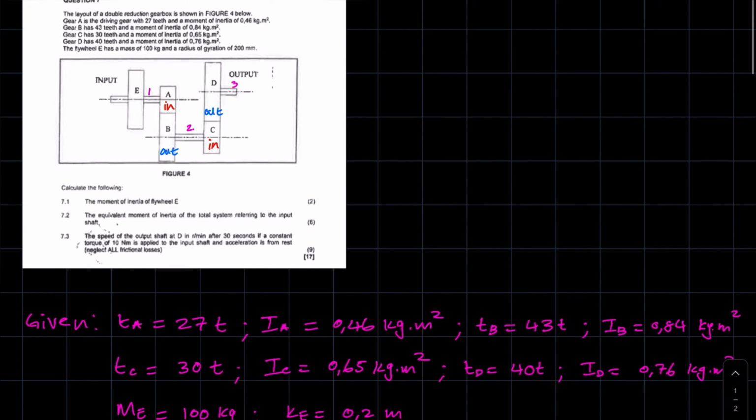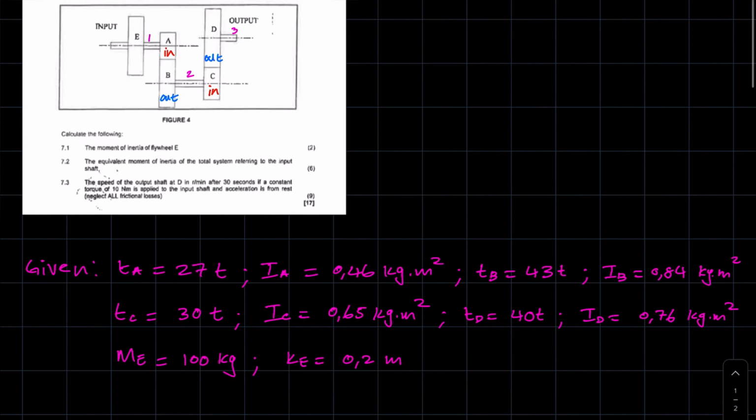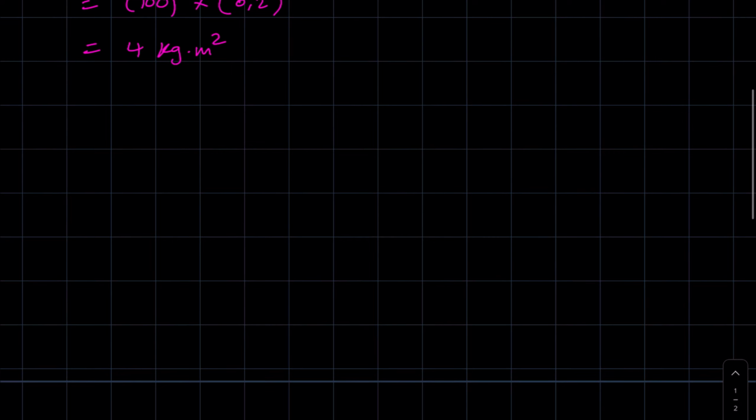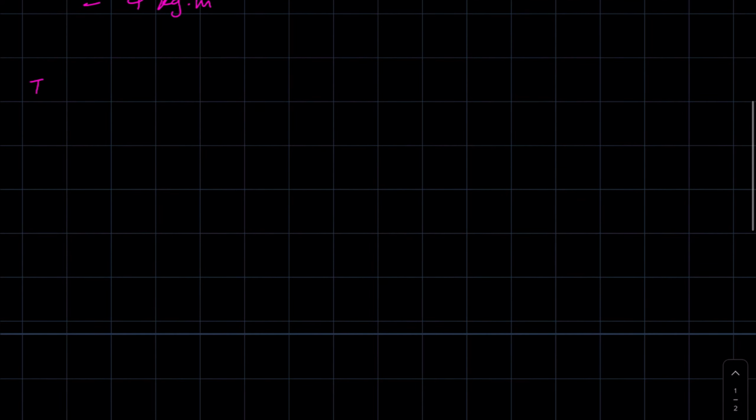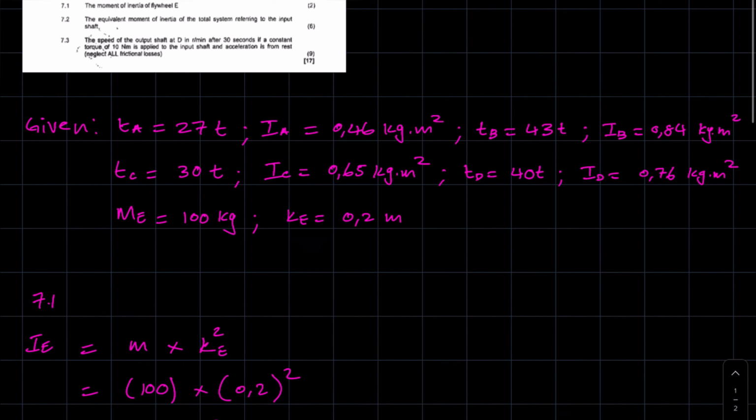Now let's look at 7.2. Calculate the equivalent moment of inertia of the total system referring to the input shaft. Essentially they want us to calculate IE1 here, the equivalent moment of inertia referring to the input shaft.